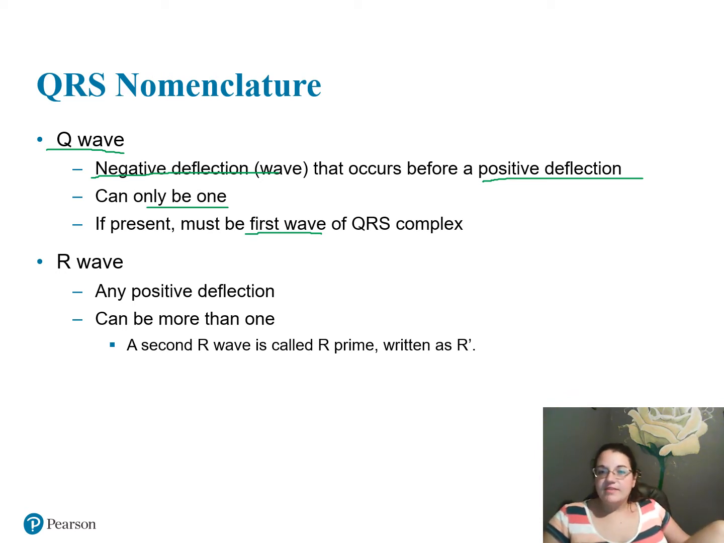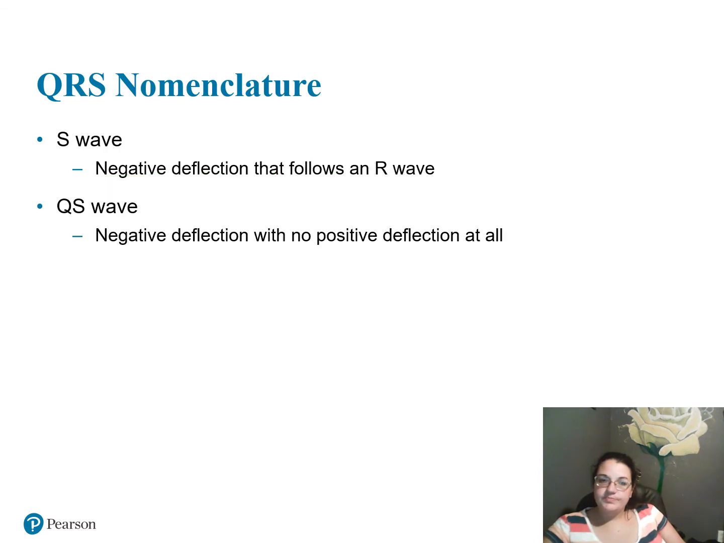Your R wave is any positive deflection. Again, deflection is picture, and you can have more than one. If you have more than one R wave, the second one is called your R prime. So again, very important, your Q wave has a negative deflection on that number line. There can only be one. Your R wave has a positive deflection, and there can be more than one. The second one is called R prime.